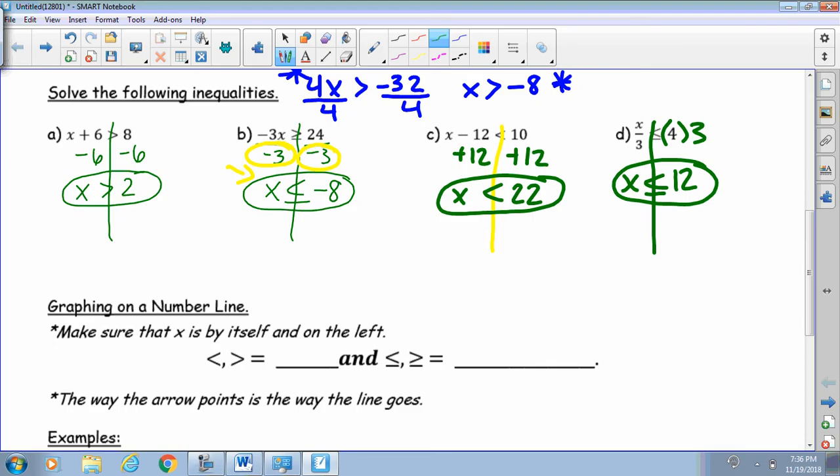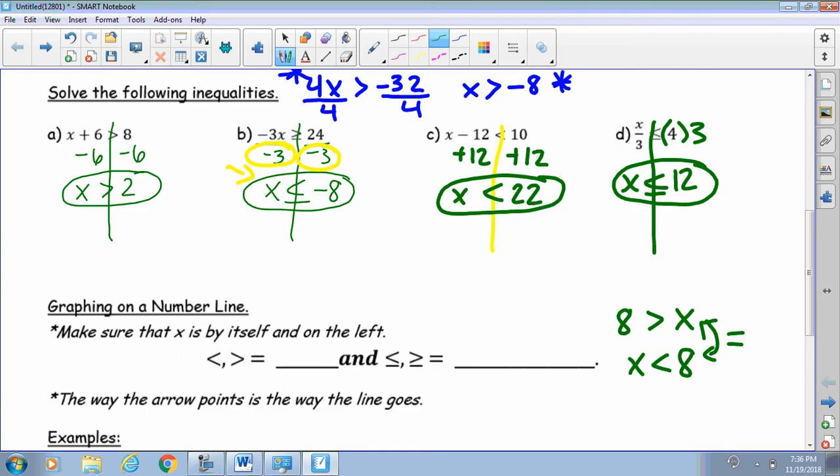Now we're going to add in graphing on a number line. First we need to make sure that x is by itself and on the left. If it's on the right, so if I have 8 is greater than x, the whole inequality flips. So we just have x is less than 8. Those are equal. Whichever way the arrow is pointing towards the x, that's the way it goes.